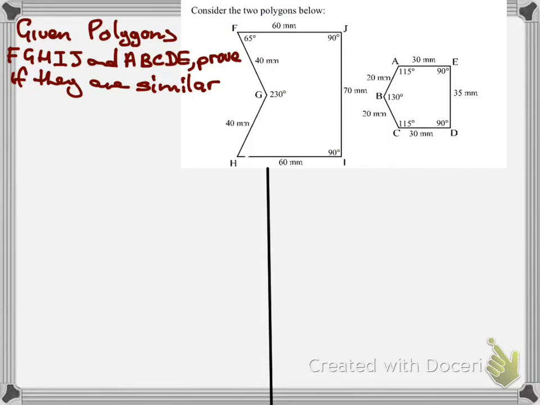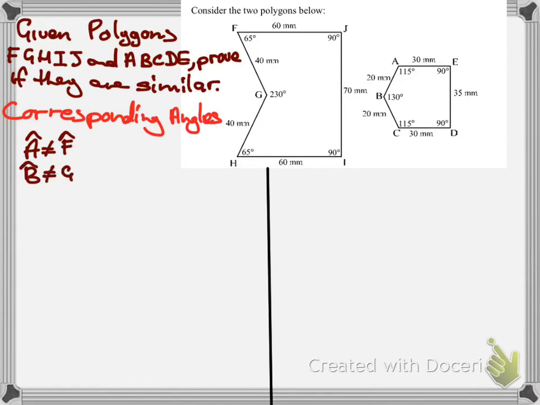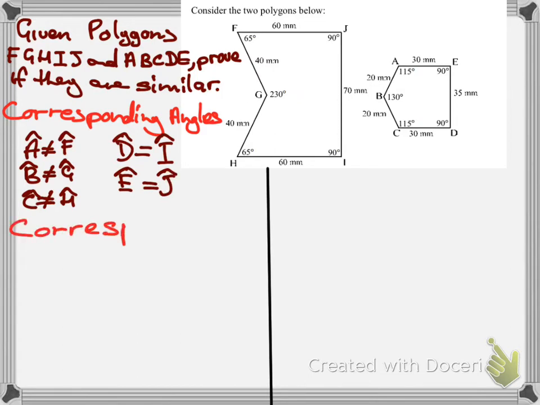Right, in this case, we are given two polygons. We are given FGHIJ and ABCDE, and they say prove if they are similar. So remember, we have to investigate the two properties of similar polygons. First of all, let's look at the corresponding angles. Angle A is not equal to angle F. Angle B is not equal to angle G. Angle C is not equal to angle H, but angle D is equal to angle I. Angle E is equal to angle J.